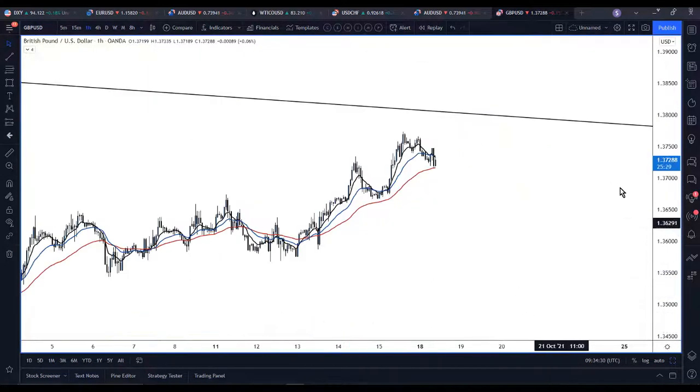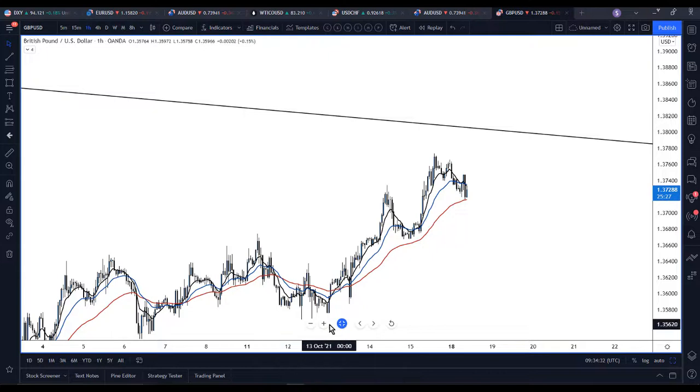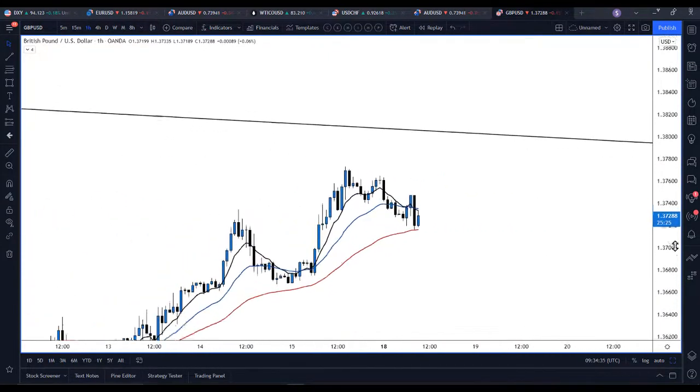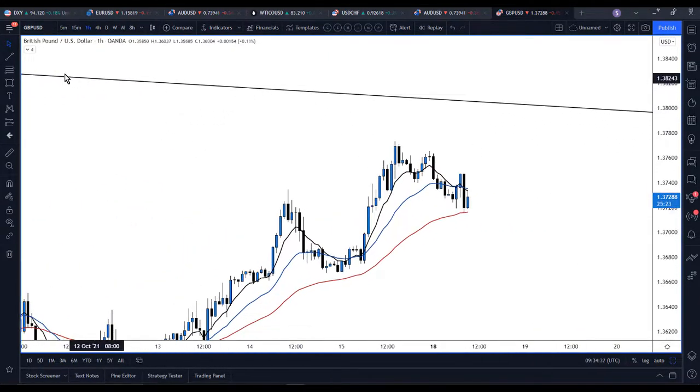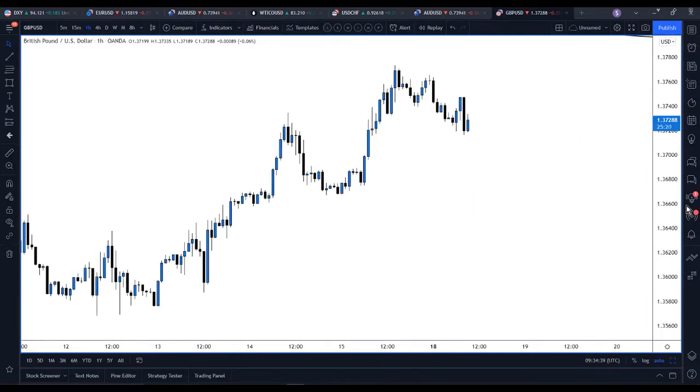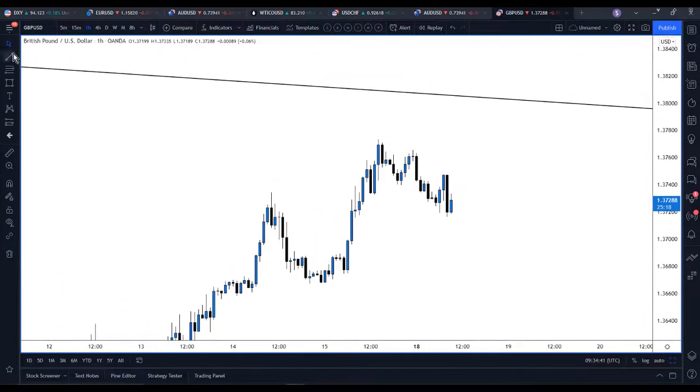So, you know, what is your plan if you're interested to buy this? Well, CTL, let's take those moving averages off. You could potentially look for a break of this CTL.